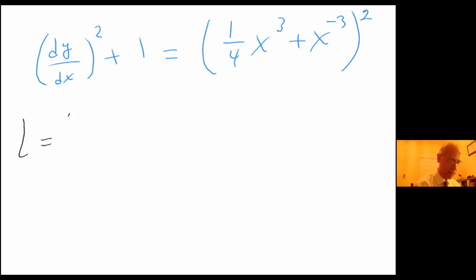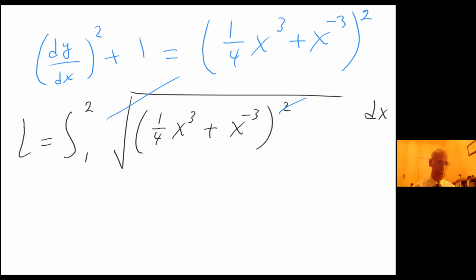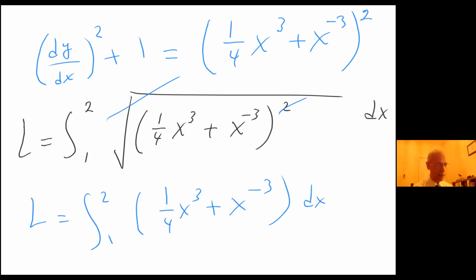So the length is the integral from 1 to 2, that was given to me, of the square root of 1/4 x cubed plus x to the minus 3, quantity squared, and there's this dx. Okay, so I can go ahead and cancel the square root with the square, and actually that makes it really easy. Now I have length equals the integral from 1 to 2 of 1/4 x cubed plus x to the minus 3, dx. Let's continue on next page.